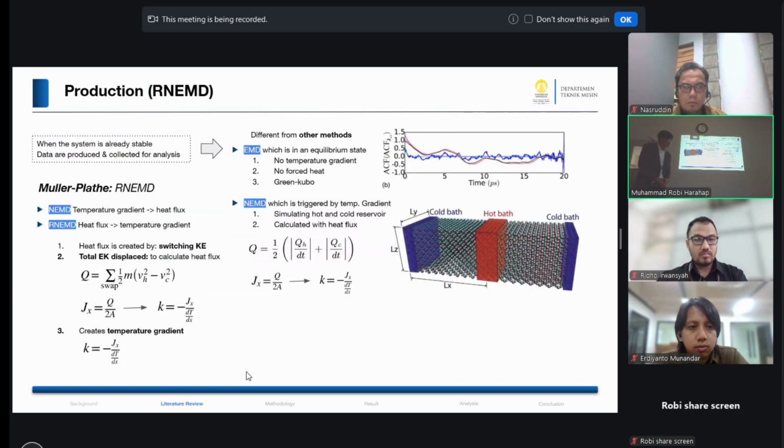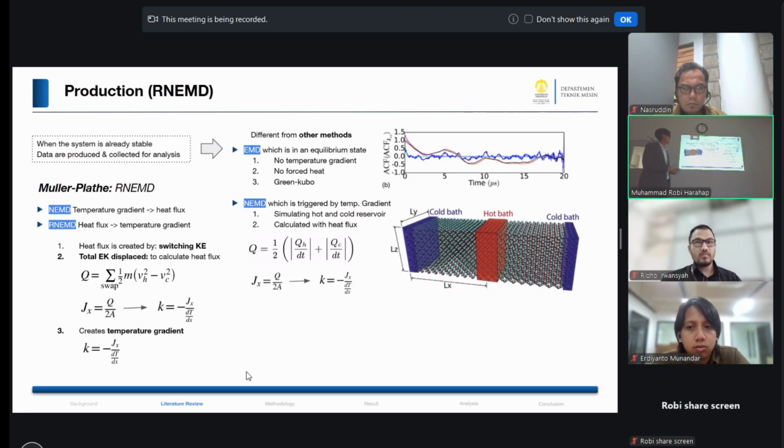Okay, now for production, this is a bit advanced, but I'm going to be using RNEMD, which is reverse non-equilibrium molecular dynamics, for my thermal conductivity production. Production is basically when the system is already stable, but the data needs to be produced and collected for analysis. The data here being thermal conductivity, there are different methods.